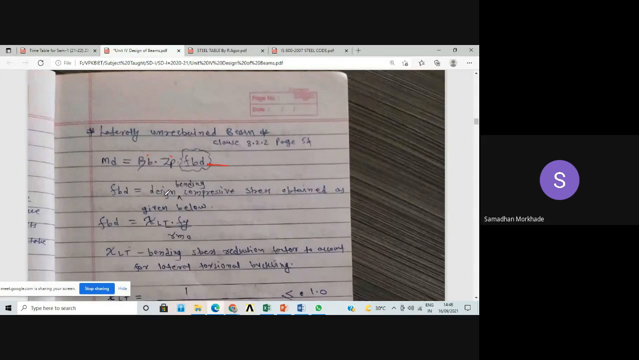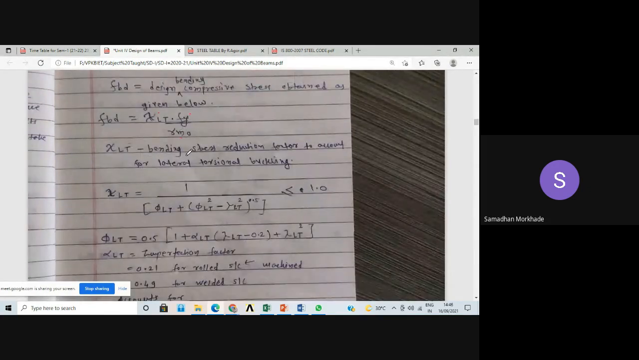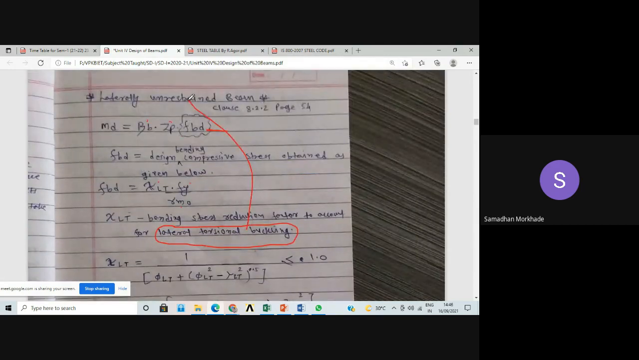And fbd is called the design bending compressive stress, calculated as below. fbd is equal to chi LT into fy by gamma m0. Chi LT is the bending stress reduction factor to account for lateral torsional buckling. Look, lateral torsional buckling comes into the laterally unrestrained beam, therefore this comes into the picture.